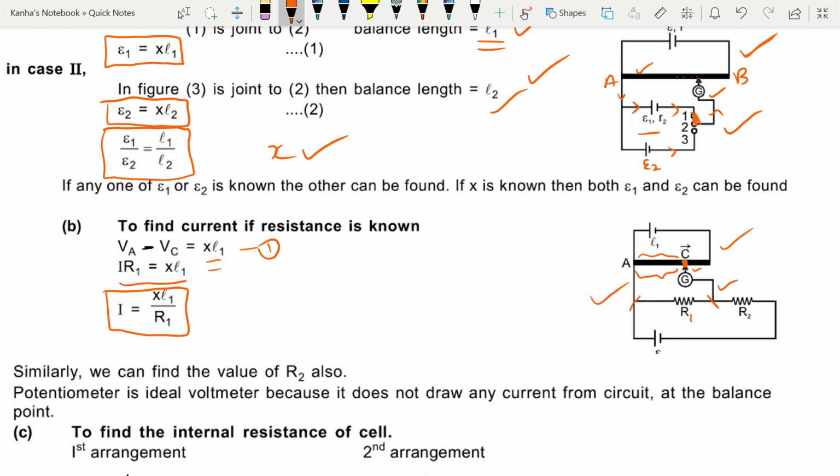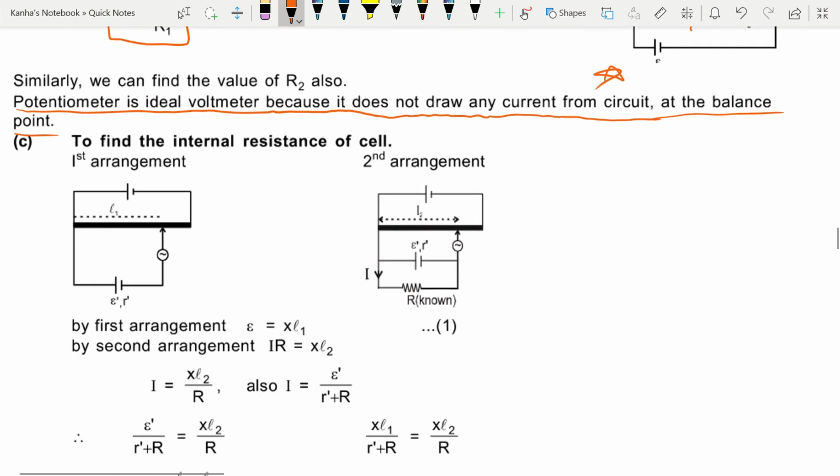Given this, we find that the potentiometer is an ideal voltmeter because it does not draw any current from the circuit at the balance point. So this is the advantage of a potentiometer over an ordinary voltmeter.